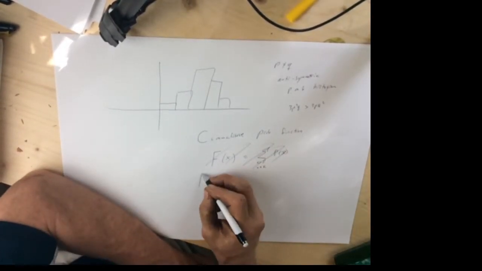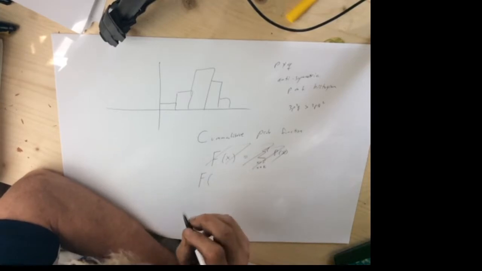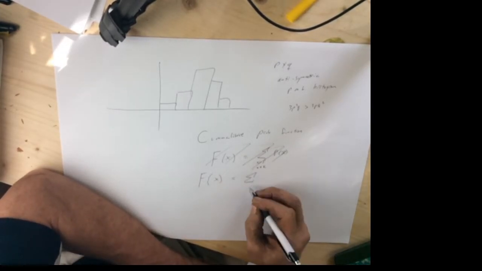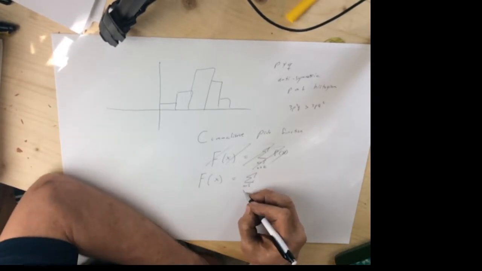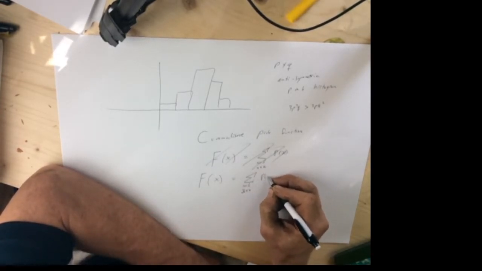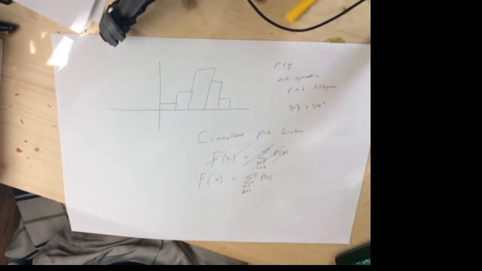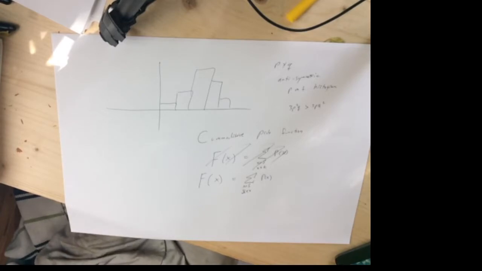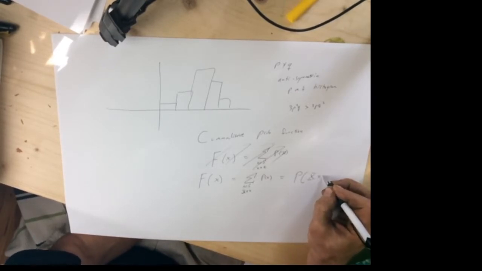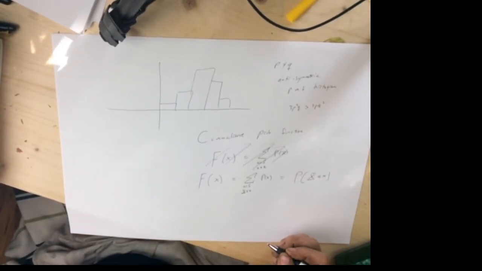Let's start again. The cumulative probability up to a value x will be the sum of the probabilities of the x's in the sample space where that x is less than or equal to the little x. Here's where we're writing it in a kind of odd way. It's also written as the probability that the random variable is less than or equal to x.